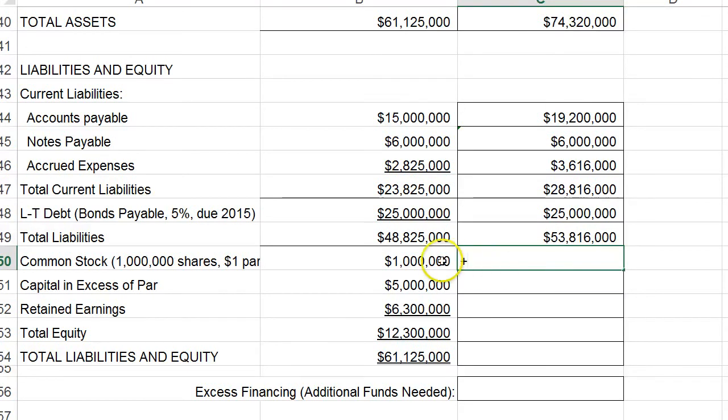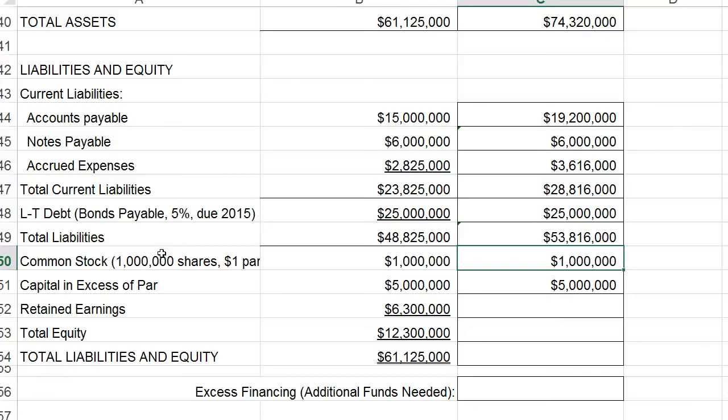Okay, so capital in excess of par. Actually, let me reverse that. Par value of the stock is an accounting stipulation, and it doesn't have any relationship to the real stock price. They're stating it at $1 per share, so that's $1 million of par value of the stock. That's just an accounting rule.